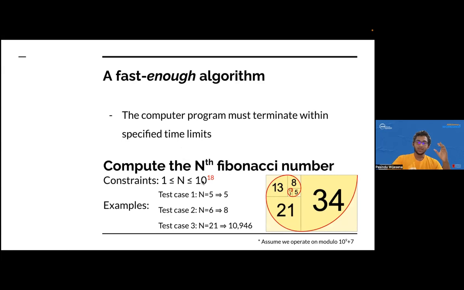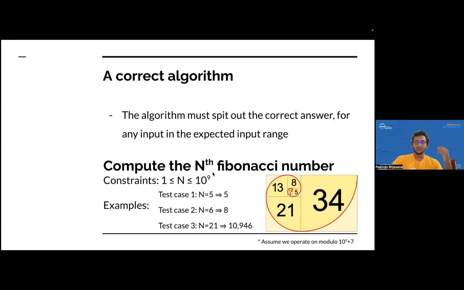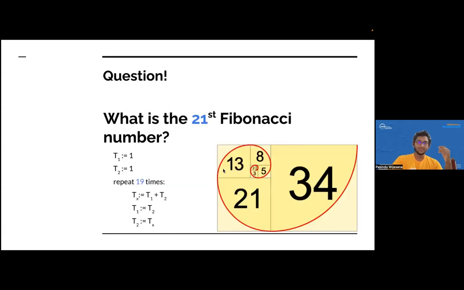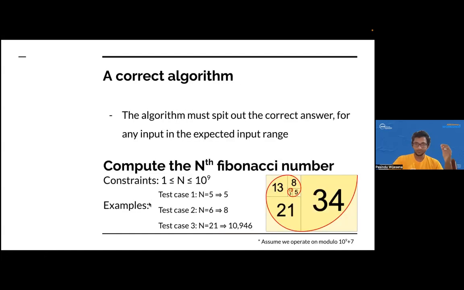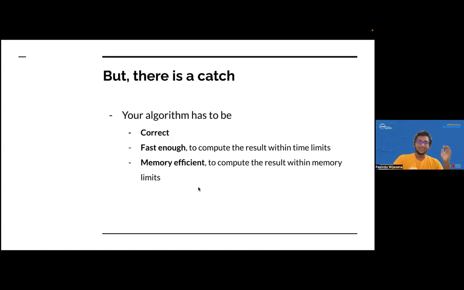The algorithm you might have to write to find the nth Fibonacci number in this problem and another problem are different. For this one, I can just move ahead with the algorithm that we just talked about, this simple one. But if you want to go up to 10 to the power 18, it's not going to be enough, right? And the third thing is that it needs to be memory efficient.